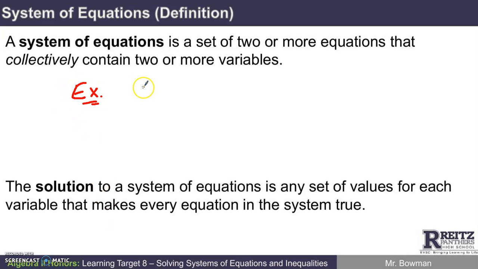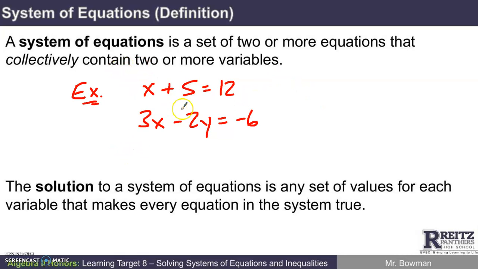So here's a system of equations. x plus 5 equals 12, and 3x minus 2y equals negative 6. That's a system of equations. There's two of them. Collectively, they contain two or more variables.